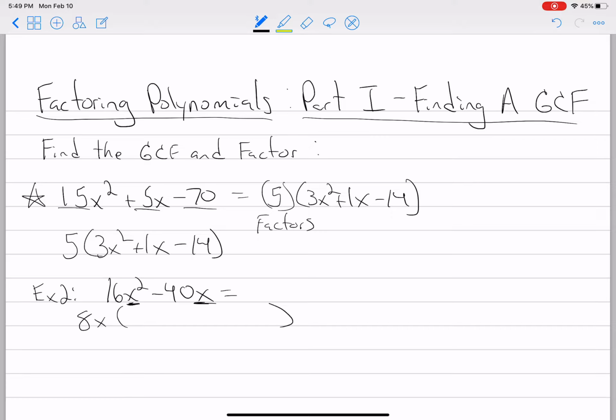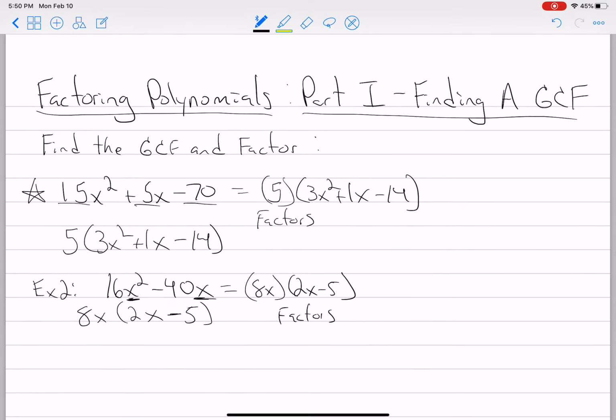So I end up with 2x minus 40 divided by 8 is 5, and so it's just actually 2x minus 5. So my factors of this are 8x and 2x minus 5. So these are my two factors, okay?